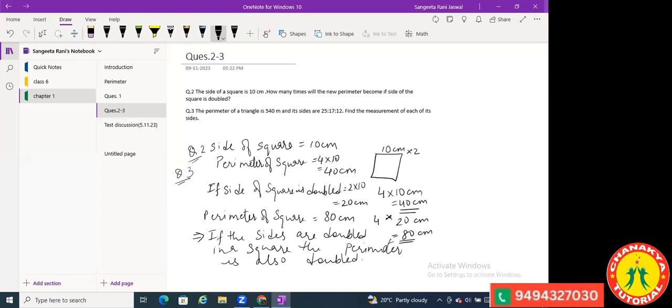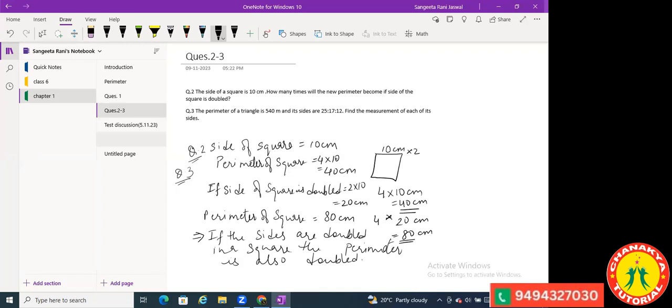The perimeter of a triangle is 540 meters. It's asking perimeter of a triangle. The perimeter of a triangle is given and its sides are 25:17:12. Now see, the sides of a triangle are given in the ratio form. Find the measurement of each of its sides. Okay, these are not the sides given. These are the ratios of the sides, 25:17:12.